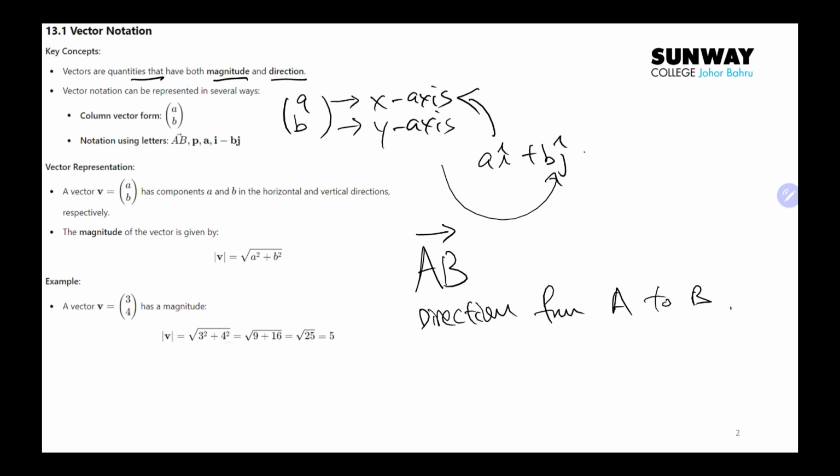We can evaluate the magnitude of a vector by using Pythagoras' theorem, because essentially we're talking about walking in the horizontal direction followed by the vertical direction. As a result, its magnitude can be found using Pythagoras' theorem.